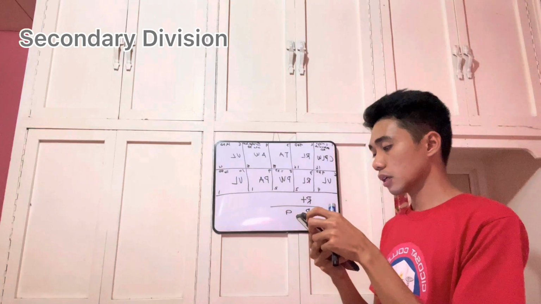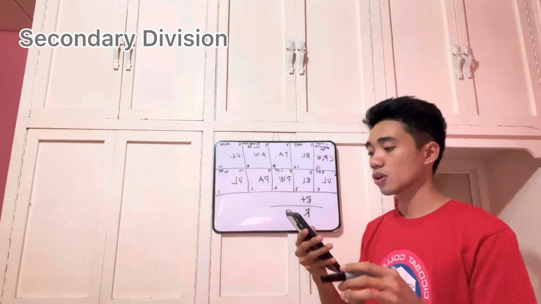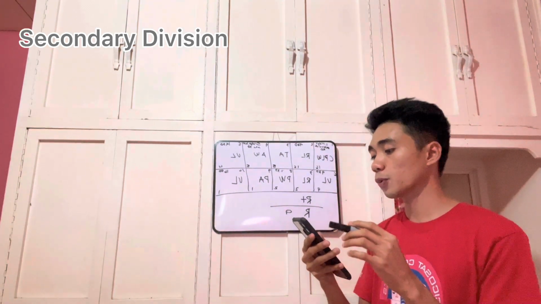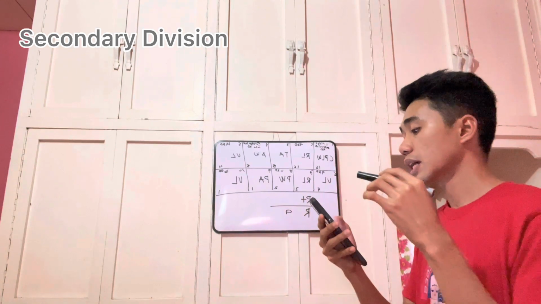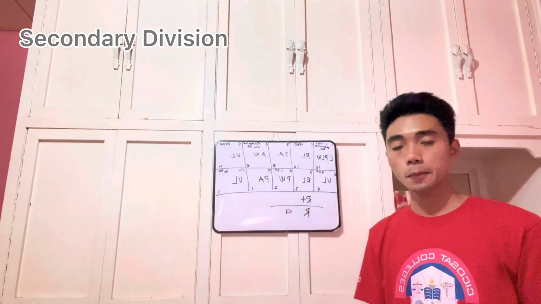So the secondary division is written by capital letters for all patterns appearing at the index finger, with the right one as the numerator and the left one as the denominator.